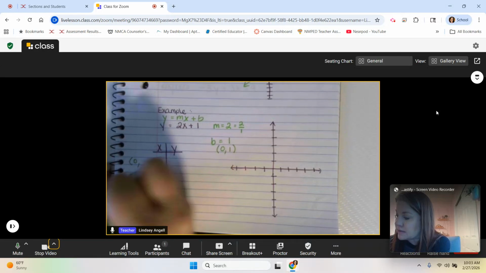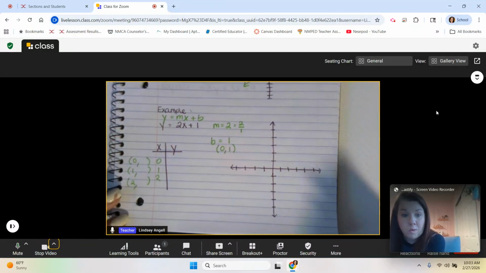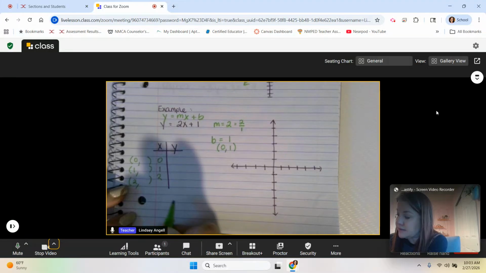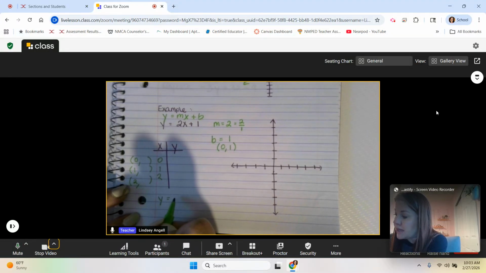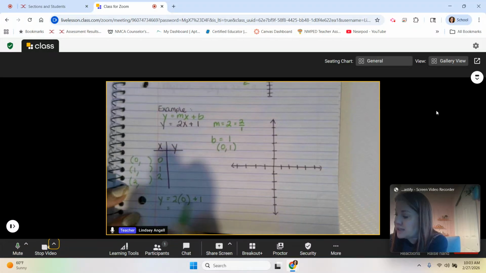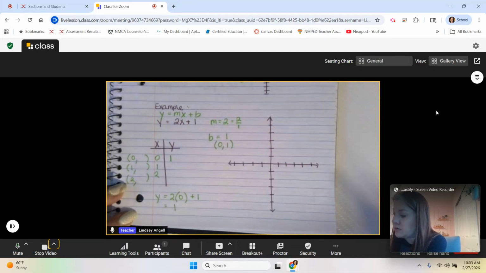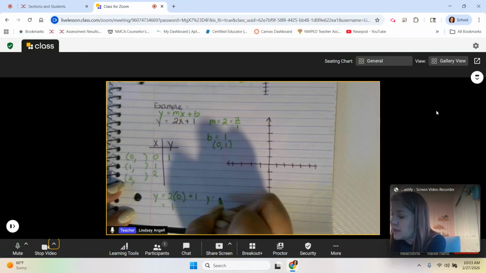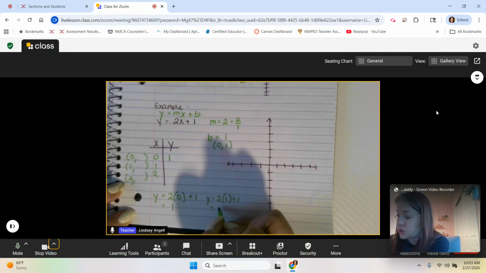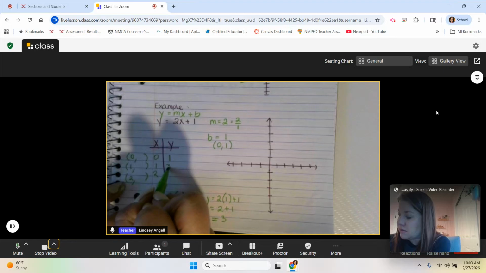So there are our x values, and we're solving for our y values. If I plug 0 in, y equals 2 times 0 plus 1. Anything times 0 is 0, plus 1 would be 1. So in this case, it would be equal to 1. Then y equals 2 times 1 plus 1. Well, 2 times 1 is 2, plus 1 gives us 3.